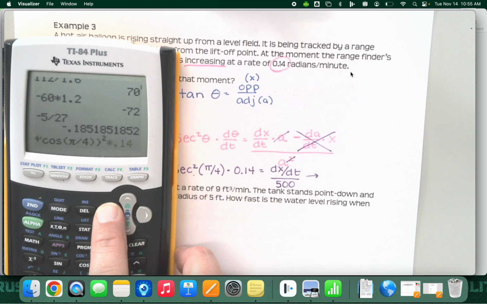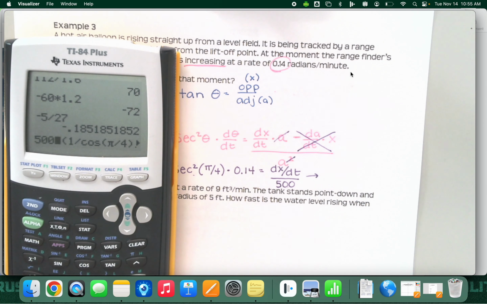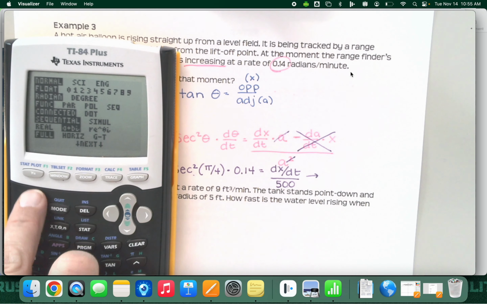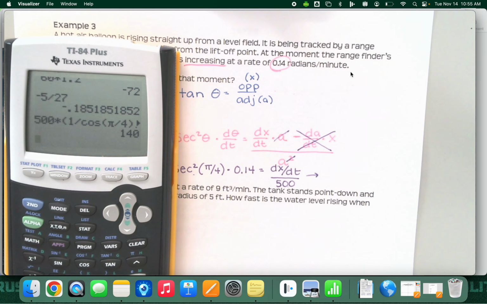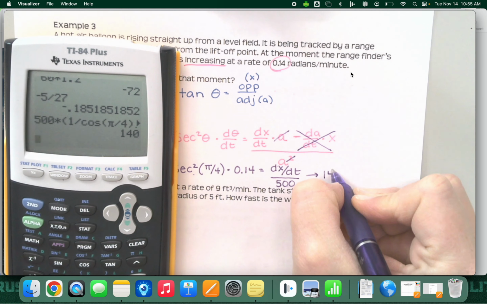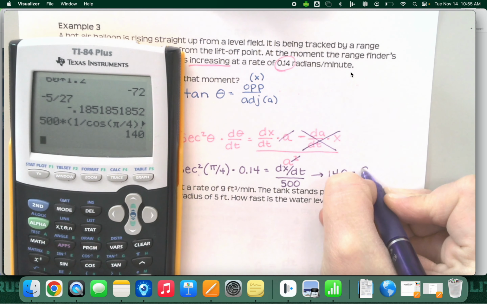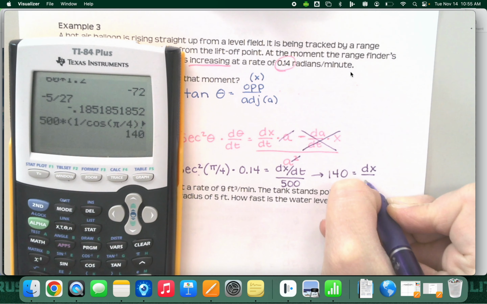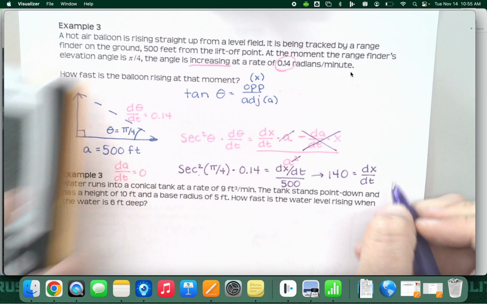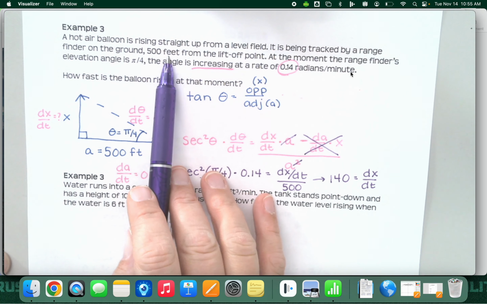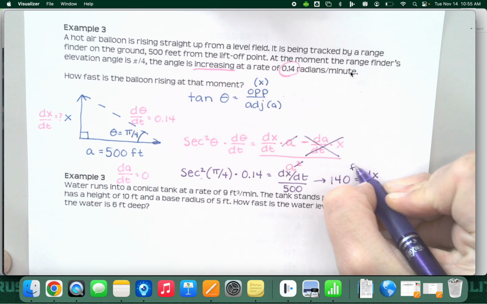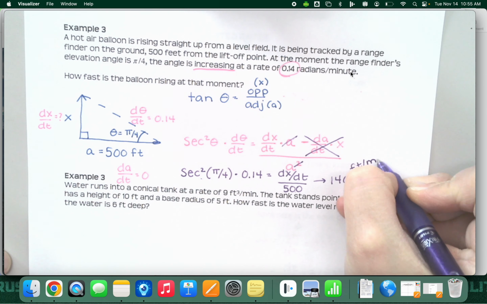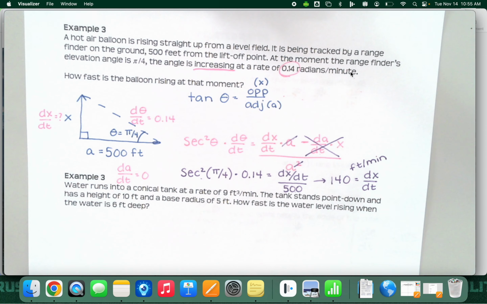I just want to double check. I can't remember if I put the 500 in. Yes, I did. Okay. Oh, and then also, sorry, I wanted to check and make sure I was in radians. It is. And then let's hit that. And so we end up with 140 equals dx dt. And that 140 is a label. Let's see, this is talking about feet, and we're in minutes. So this is 140 feet per minute. Okay?